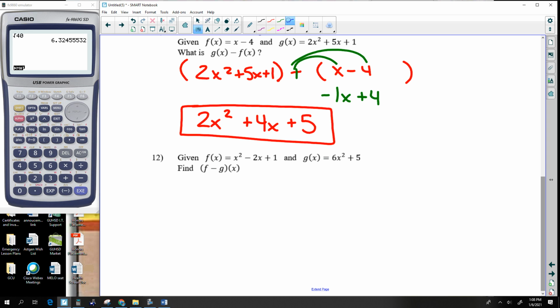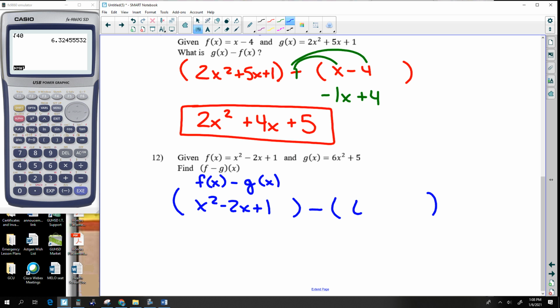Okay, this next problem is the same thing as saying f minus g. So again, put those in their own unique parentheses, f minus g. So f is x squared minus 2x plus 1. G is 6x squared plus 5. Again, because this is a minus, this makes it a little bit more tricky. So this will be a negative 6x squared and a negative 5.